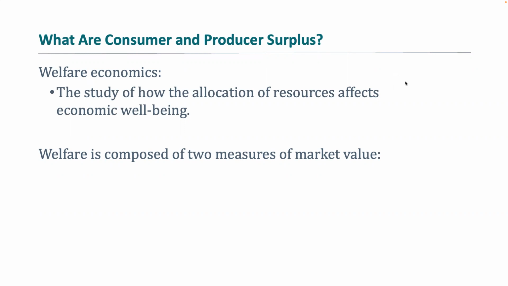And when we talk about welfare, it's composed of two measures of market value. So we have consumer surplus and producer surplus. Think of economic welfare as a measure of how well off or how efficient the market is. And the higher economic welfare means that more gains from trade are being realized. For now, we're going to think of consumer and producer surplus as the gains that buyers and sellers get from trading in the market. But in this video, we're going to focus primarily on that consumer surplus.